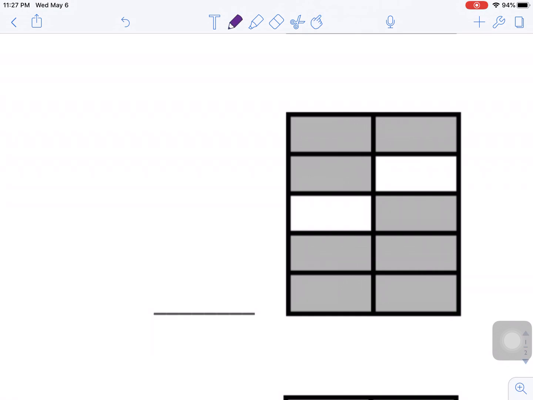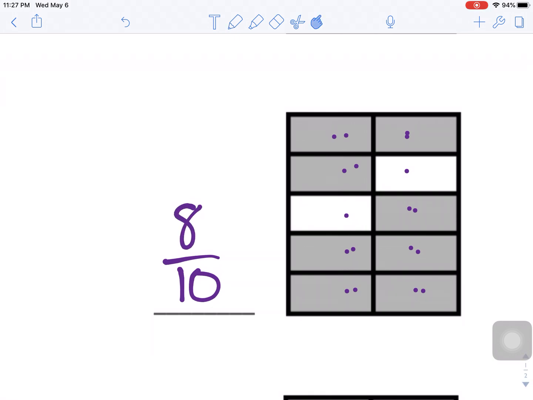So look at this one. How many total parts do I have? I can even count with my finger. 1, 2, 3, 4, 5, 6, 7, 8, 9, 10. I've got 10 total parts. How many of them are shaded or gray? I have 1, 2, 3, 4, 5, 6, 7, 8 of those. So I've got 8/10. All right.